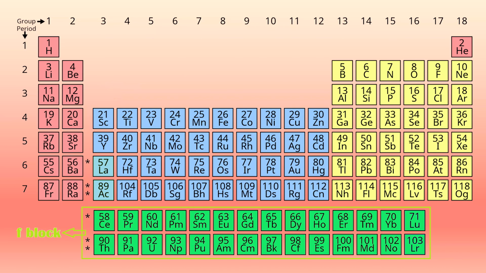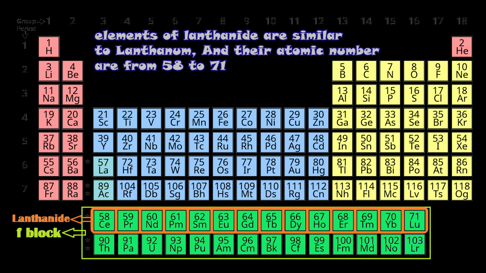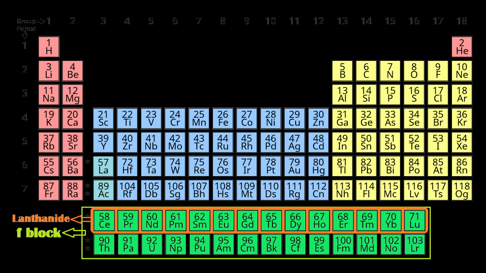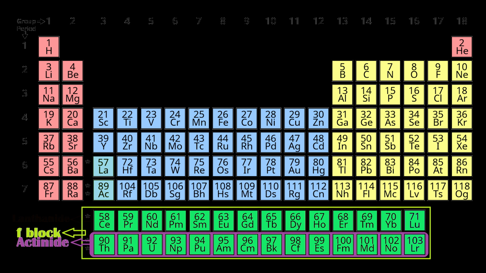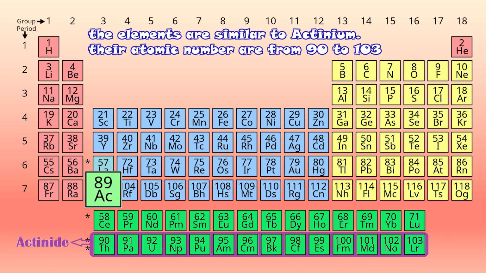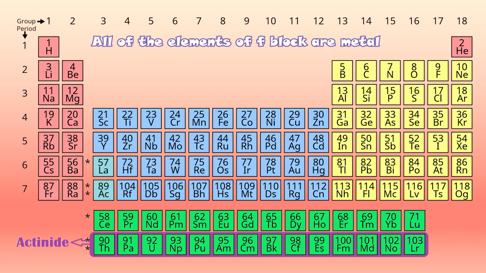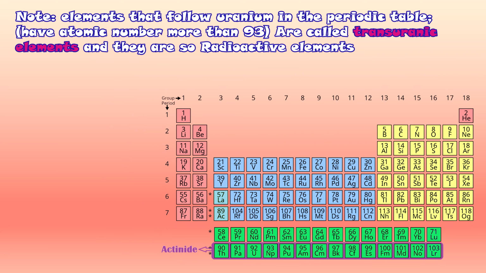And finally, f block elements. They consist of 2 groups, each with 14 elements, as the f subshell has 14 electrons. The first group is named lanthanides because its elements are similar to lanthanum, and their atomic numbers are from 58 to 71. The second group of the f block is named actinides, as the elements are similar to actinium. Their atomic numbers are from 90 to 103. All of the elements of the f block are metals. Note, elements that follow uranium in the periodic table, with atomic number more than 93, are called transuranic elements, and they are highly radioactive.